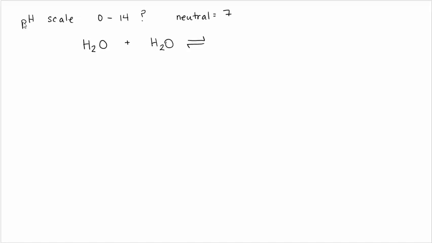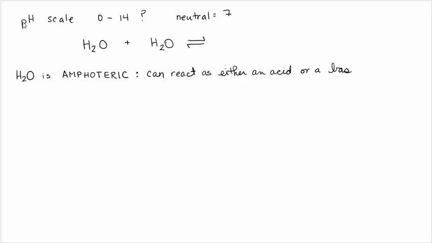And the reason this happens is because water is special. Water is special for so many reasons, but one of the reasons is that water is amphoteric. What that means is that water can either react as an acid or a base, depending on what its partner is. So water is amphoteric. It can react as either an acid or a base, depending on what it's put with.